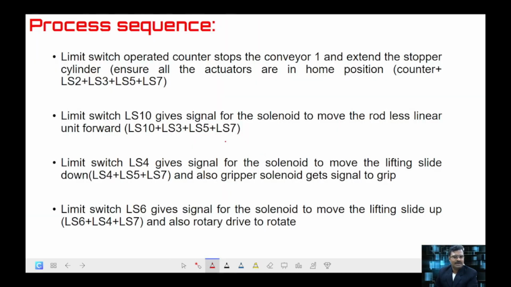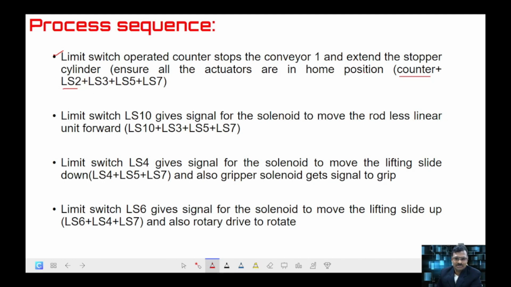So for the sequence, as I told you, this is what happens in sequence: the limit switch operated counter stops conveyor one and extends the stopper cylinder. So this is my first step. For doing this work, I am going to make sure the counter reaches the required count, say 5, 6 or 4, whatever it is, and all my cylinders are in home positions, that is the rodless linear unit and lifting slide, and then my semi-rotary actuator. All the actuators are going to be in home position.